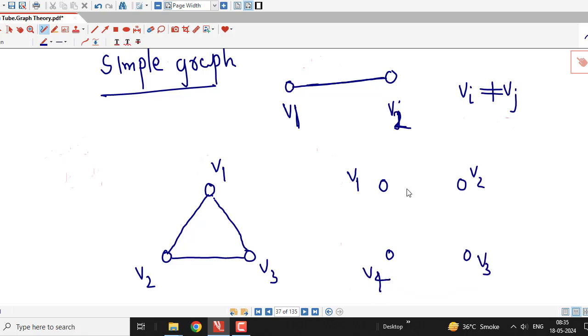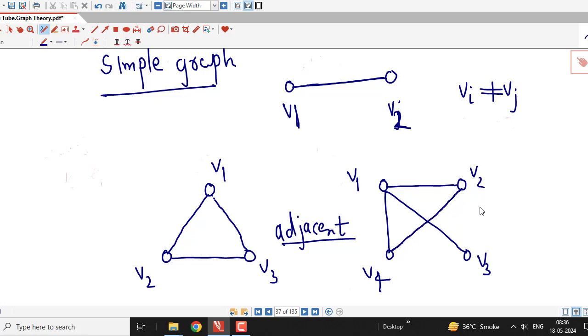This graph is complete if every pair of distinct vertices is joined by an edge. In other words, every vertex is joined by an edge with the remaining vertices. Suppose I consider V1, then V1 must be joined with V2, V3 and V4 by an edge, or we can say that every vertex is adjacent to the remaining vertices. V1 is adjacent to V2, V3 and V4 because V1 is joined by an edge with them, and that must be true for each vertex.